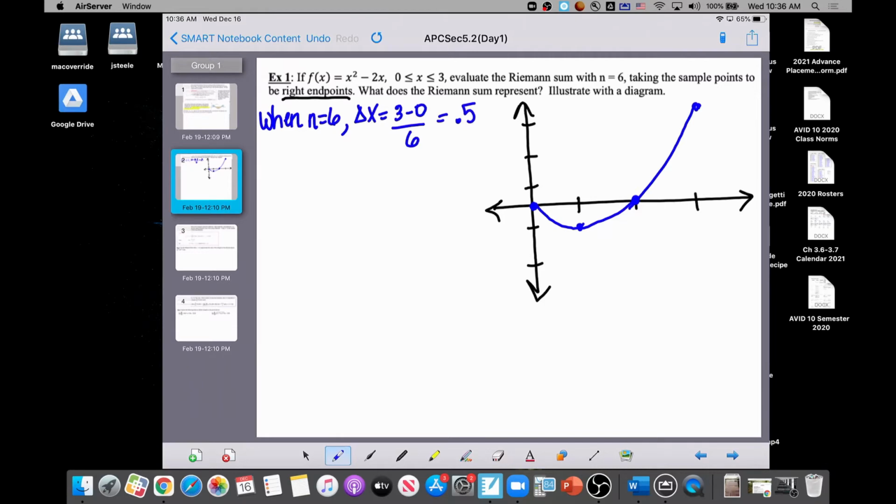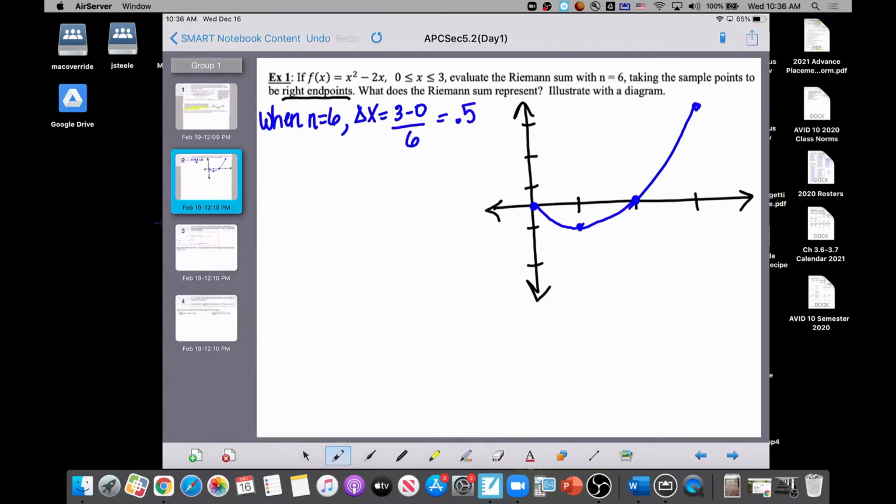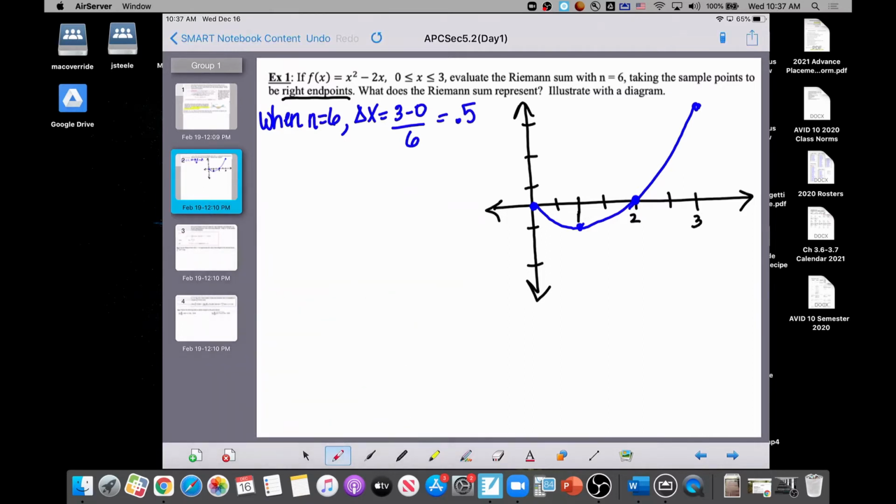Okay, so let's mark this off a little bit further on our x-axis. So this is 1, this is 2, this is 3, so that would be 0.5, 1.5, and 2.5. And so if we are trying to find right endpoints, I'm going to go ahead and draw my rectangles in here with right endpoints. So here's my right endpoint.